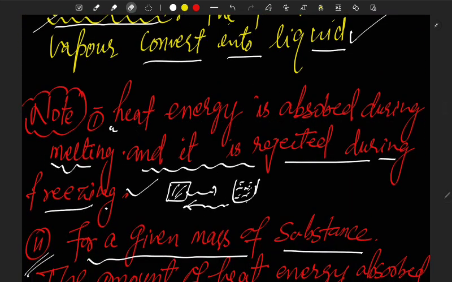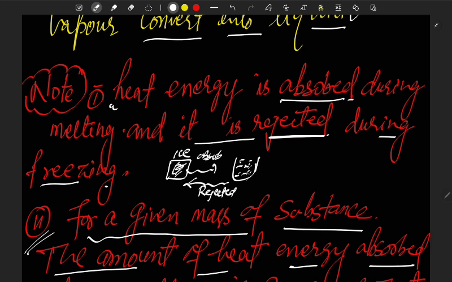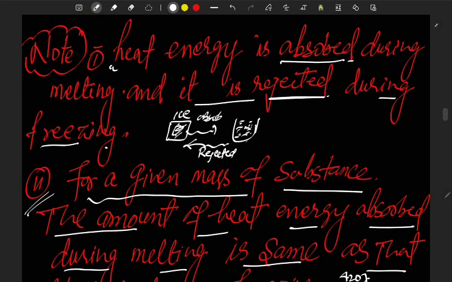There are some key points or notes here which I have written, so you have to note down these key points. The first note is, whenever there is the process of melting, heat energy is absorbed by the solid. And whenever there is freezing, at the time of freezing, heat energy is rejected. Like suppose I am converting this ice into water, at that time it is going to absorb heat. And whenever I convert this liquid into ice, there is rejection of energy from this water. So that is the first point.